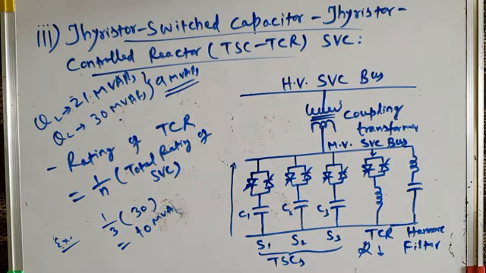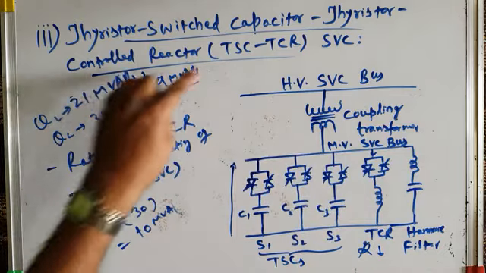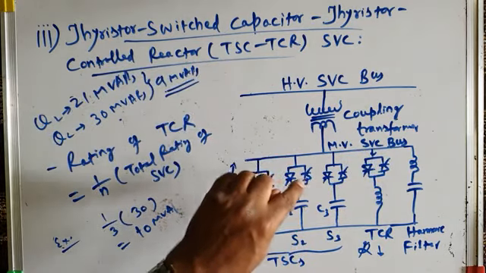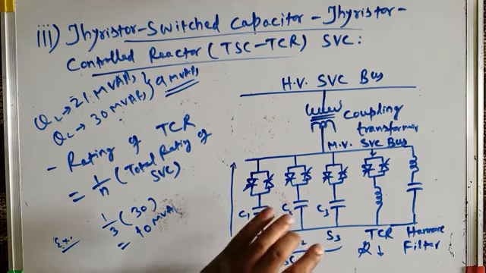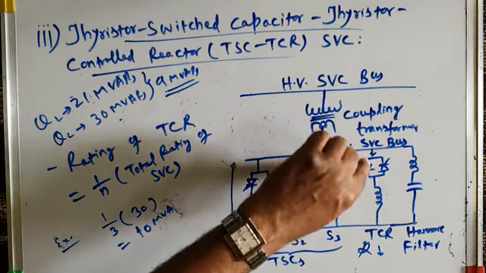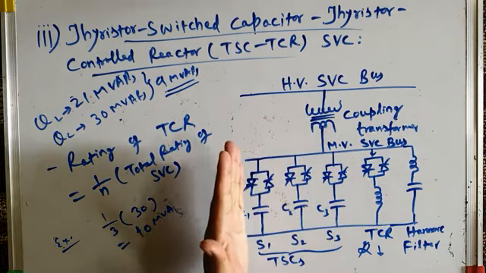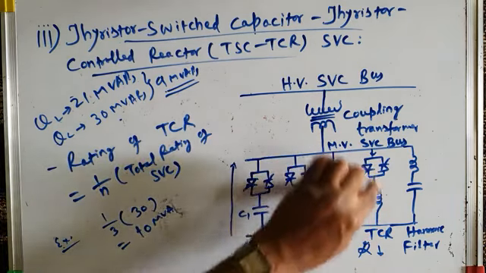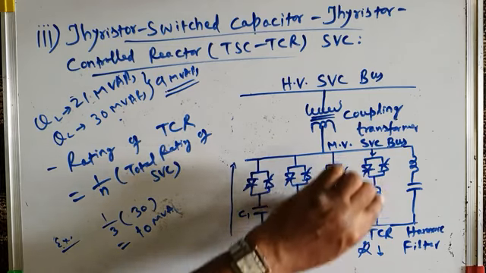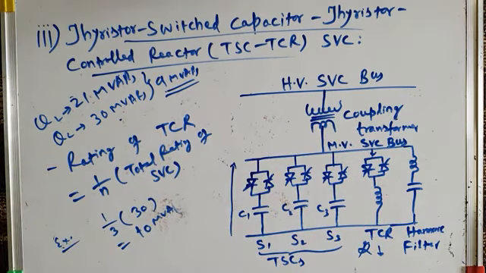So in this TSC-TCR SVC, the TSCs are switched in discrete steps, and continuous reactive power control in each step is performed by the TCR. For example, if only the S1 TSC is turned on, then alpha control is done for the TCR and it performs the continuous reactive power control.